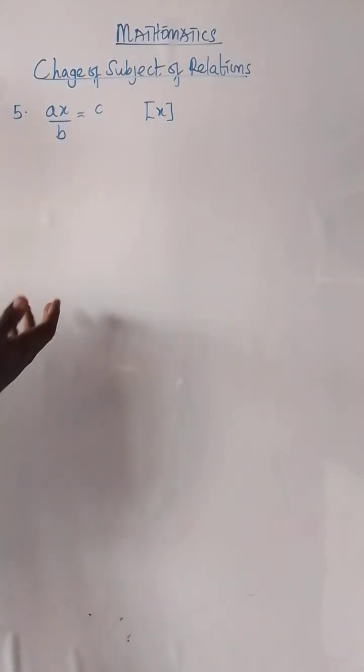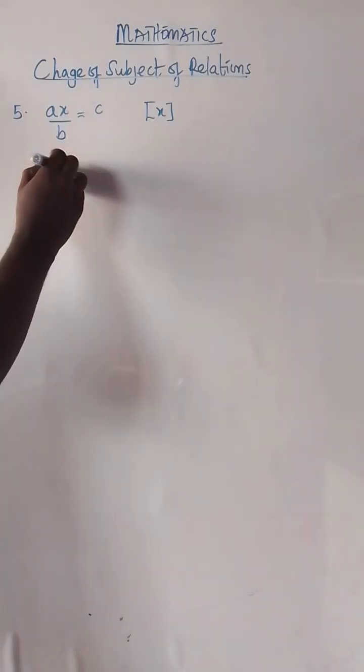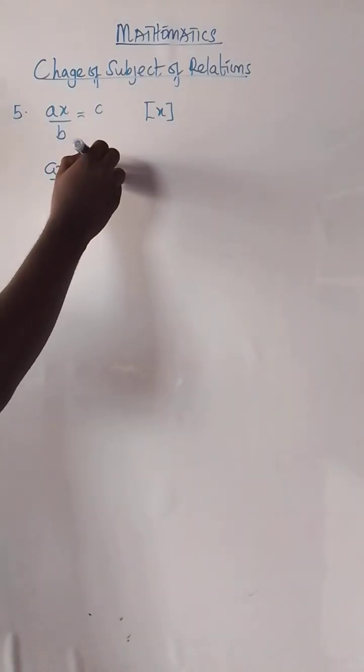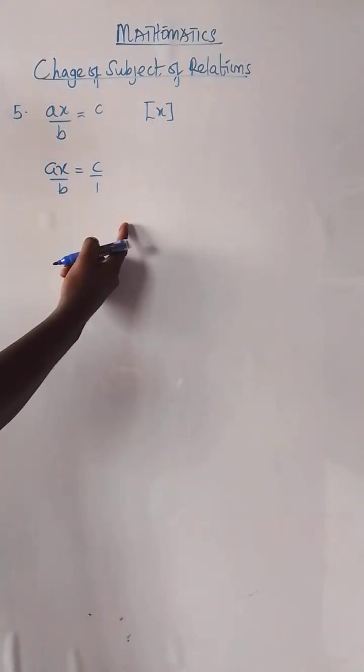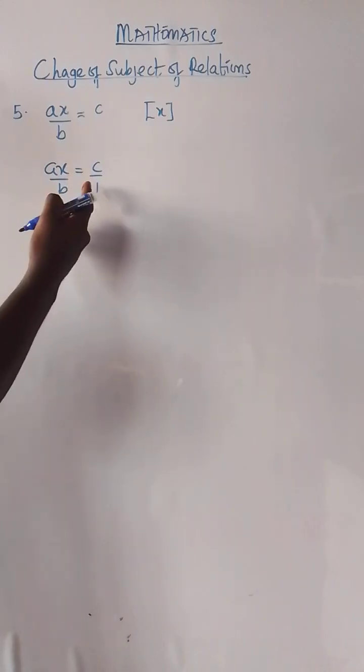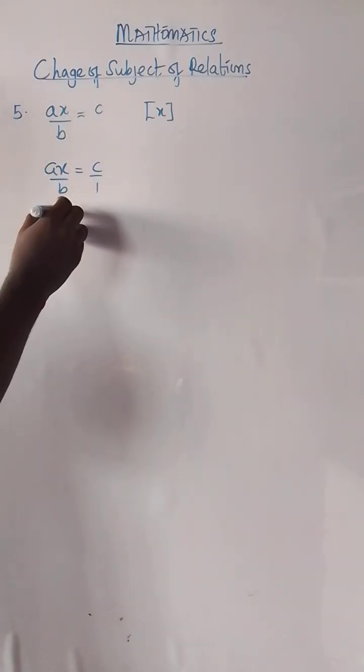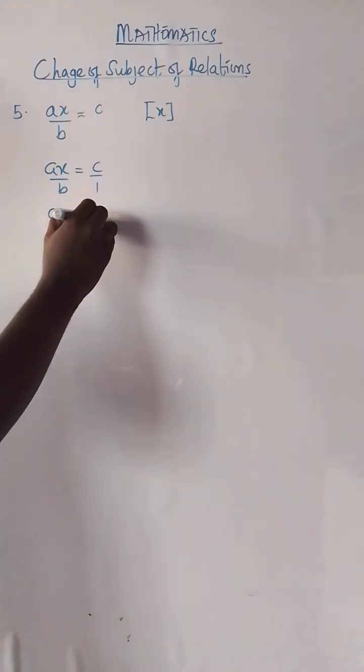So what can we do here? Note, anytime we have fraction, we can write this question as ax over b equals to c over 1. So if you have a fraction, another fraction here to each side, we can just cross multiply. 1 multiply ax remains ax. B multiply c gives bc.